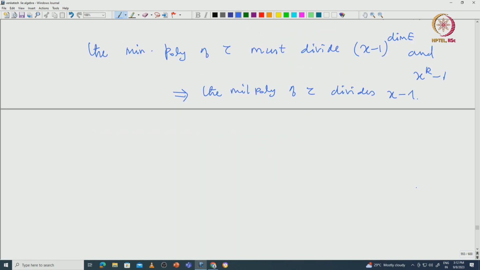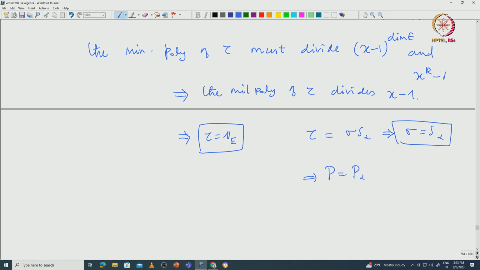So, the minimal polynomial should be a non-trivial polynomial, so it is a non-constant polynomial. So, that makes the minimal polynomial of tau equal to x minus 1. So, that forces that tau must be identity on E. So, that is what we wanted to prove, because tau is nothing but sigma S alpha. So, that forces that sigma equals S alpha. Now, since sigma is S alpha, and sigma fixes this capital P and S alpha fixes this capital P alpha, that forces that those two hyperplanes P and P alpha must be the same. So, this actually ends the proof of this lemma.